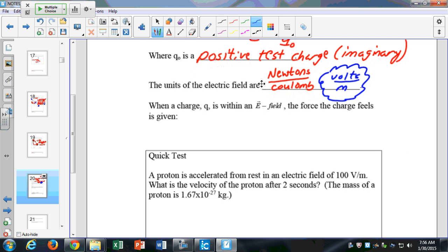All right, when a charge Q is within an electric field, the force the charge feels is given by this. Just by that definition of how we define the electric field, if I have a charge that's sitting inside of an electric field of some magnitude, then that charge will feel a force like that. And that just comes about from how we define what the electric field is. So with that, let's try this quick test.